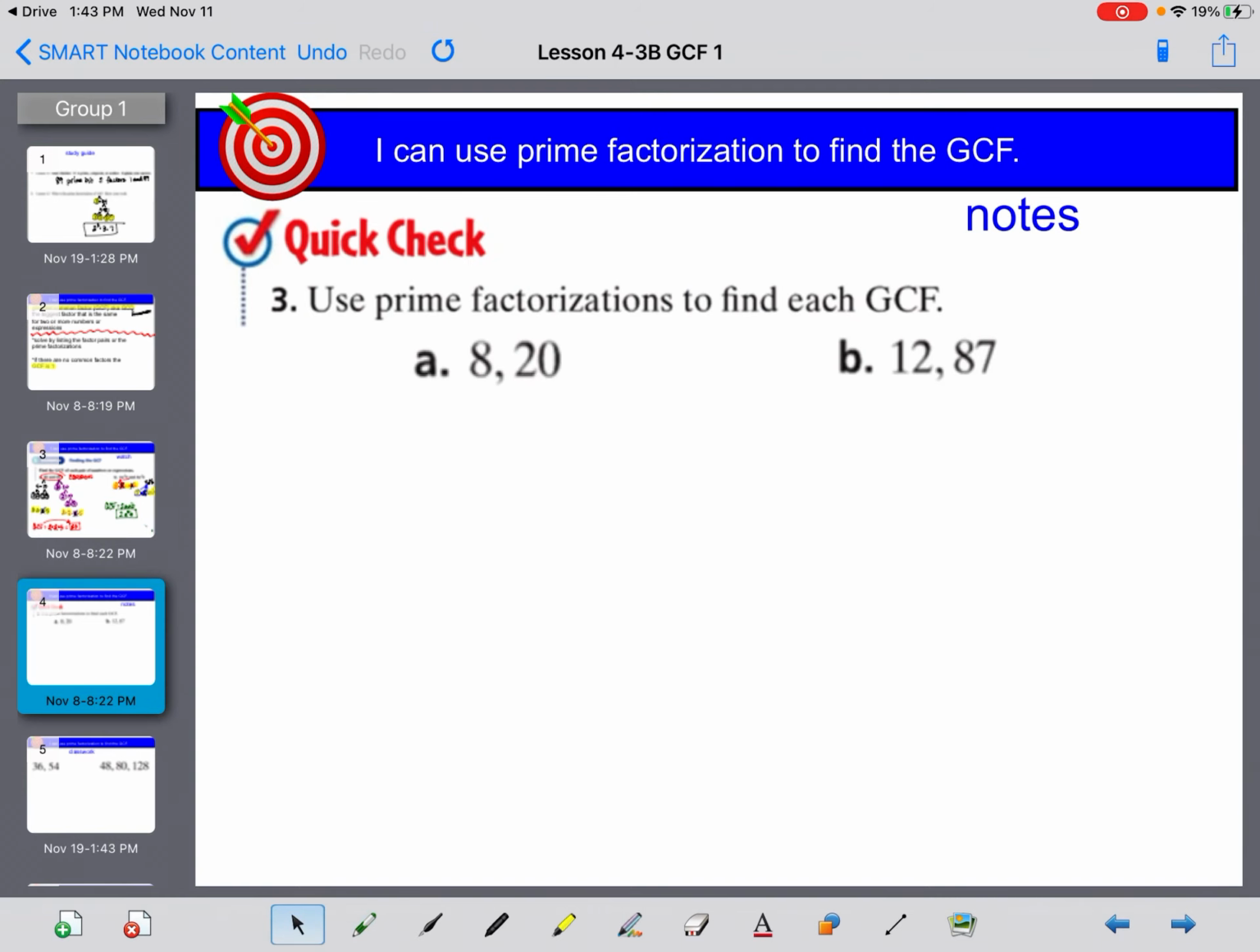All right. Let's try this. Use the prime factorizations to find the greatest common factor in the two given numbers. Pause the video and come on back when you're ready to show me that you got it.